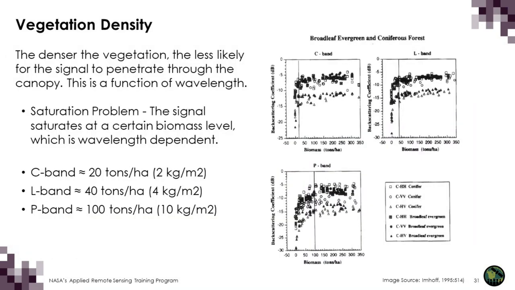And then there's vegetation density. In general, the denser the vegetation, the less the penetration. So at C band in a boreal forest, in this example, the signal saturates at around 20 tons per hectare, at L band at around 40 tons per hectare, and at P band at around 100 tons per hectare.